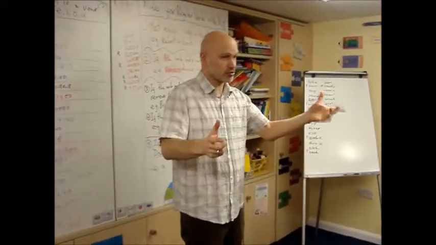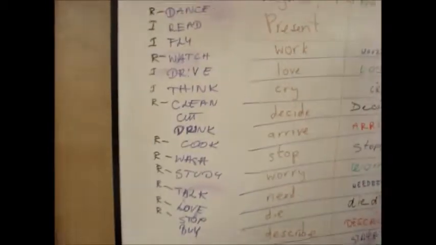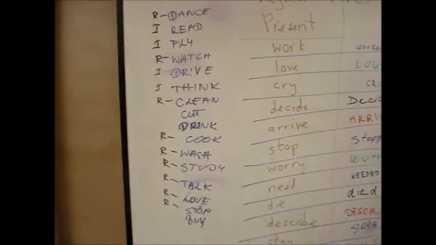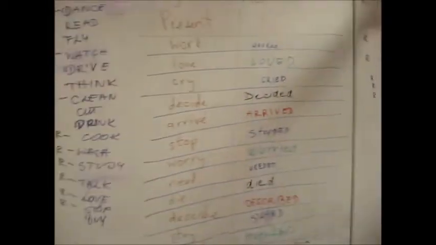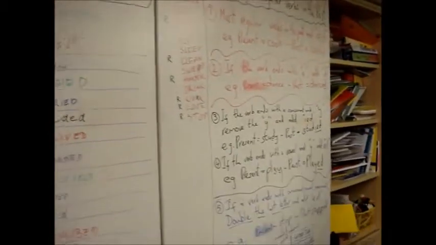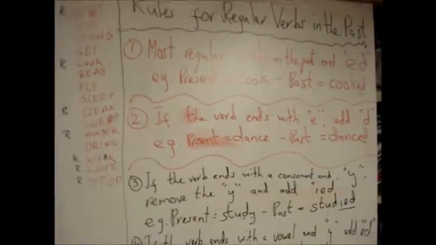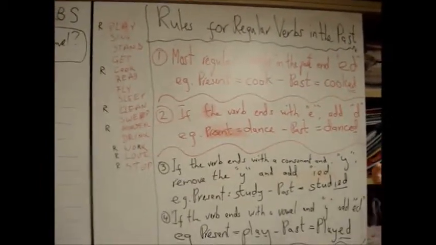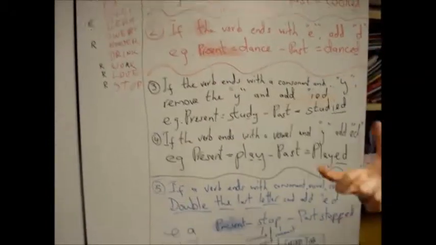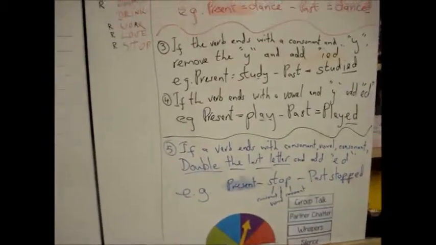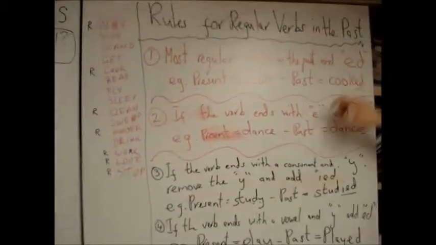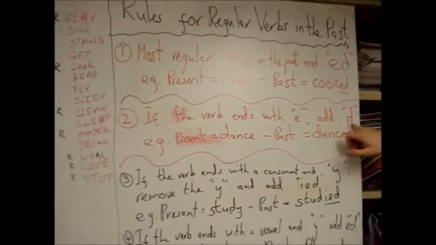So I told you this. I just wrote down that the ones with the R are regular verbs. And these are the ones where we were looking at the new rules. Rules for regular verbs. And here they are listed here. As you can see, when you change a regular verb from present to past, you normally just add ed, or if it already ends with e, you just add d.